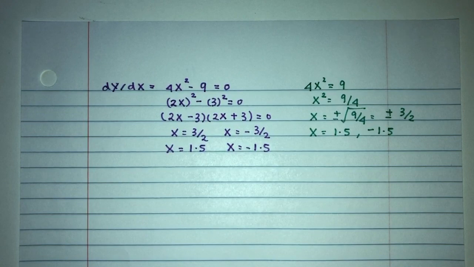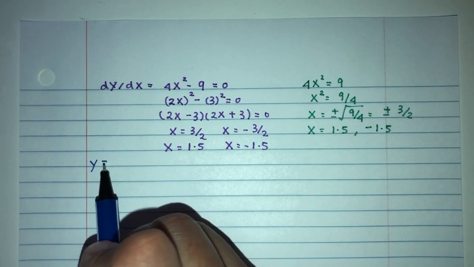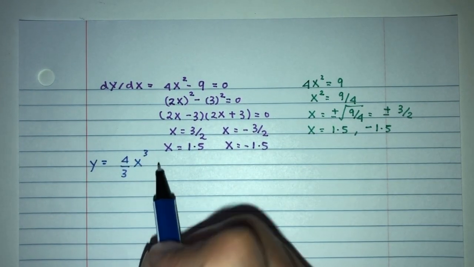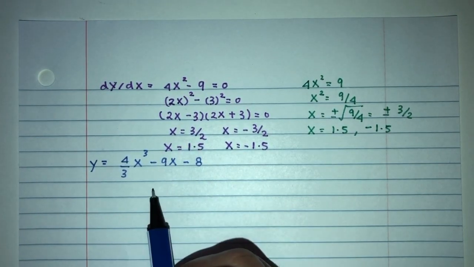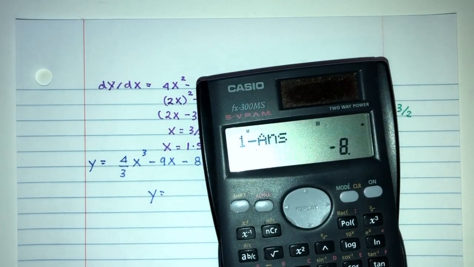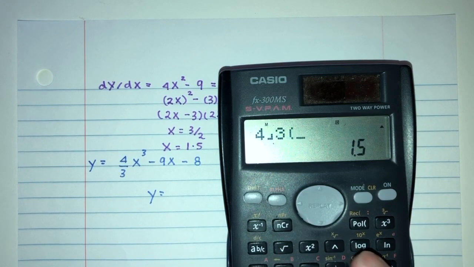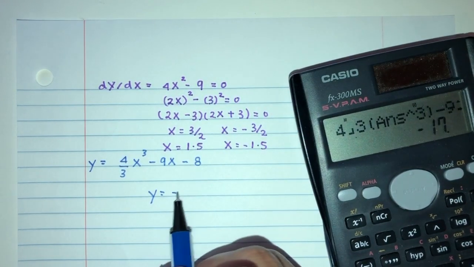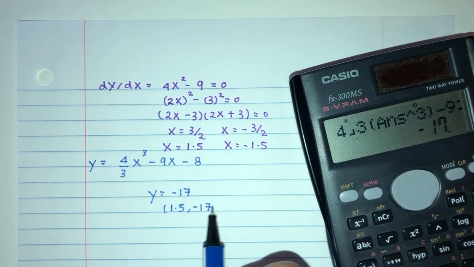Now when you find the values of x, you have to find the corresponding values of y. So as you guys know, y is given to you, as we have found, as 4 over 3 x to the power 3 minus 9x minus 8. For this value of x, let's find the value of y. So x is 1.5, that's my x. So 4 over 3 times 1.5 cubed minus 9 times 1.5 minus 8, that should be minus 17. So my first point is 1.5 and minus 17.